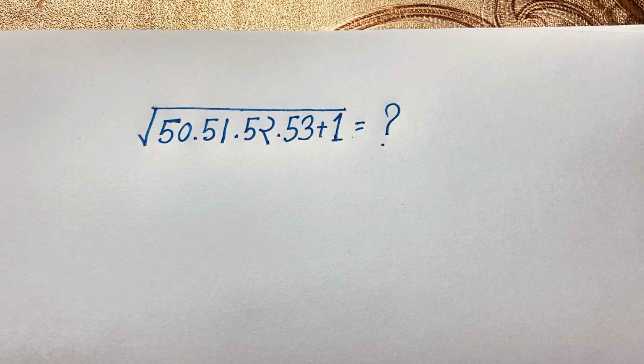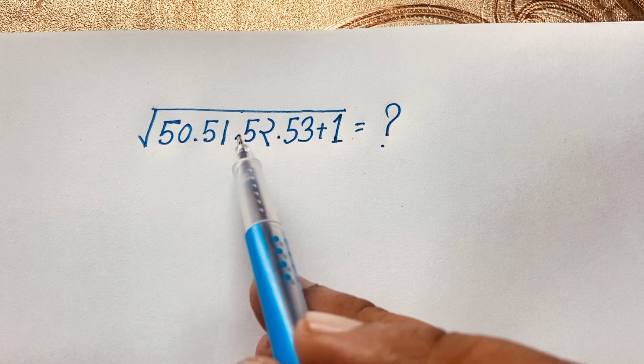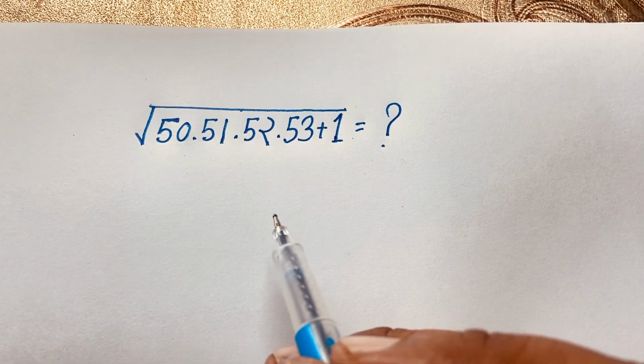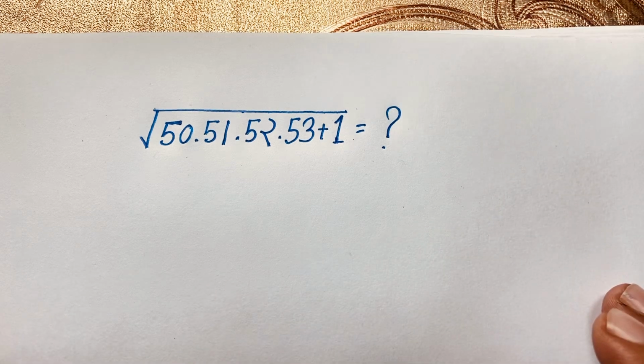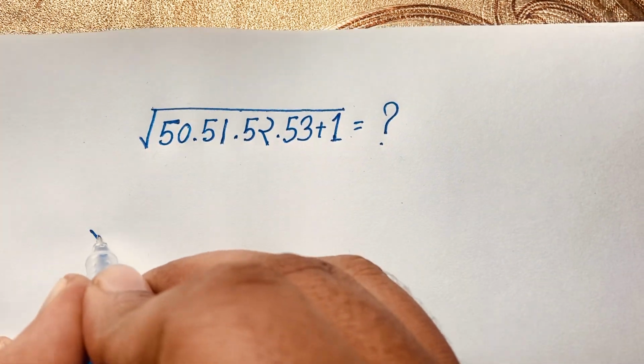Hello everyone, how to solve this math olympiad question? Square root of 50 times 51 times 52 times 53 plus 1 is equal to what? How to solve this question without a calculator? So let's start.